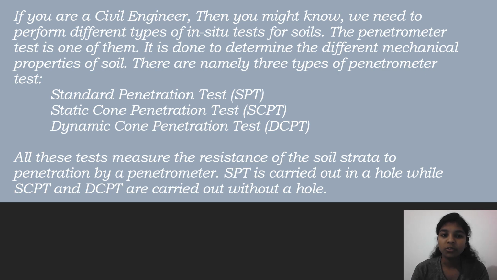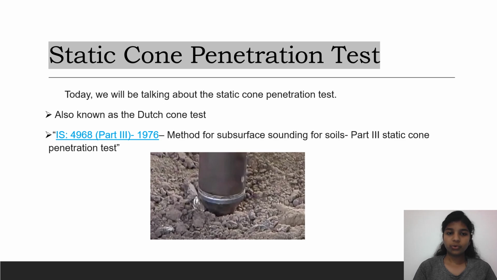All three types measure the resistance of the soil strata to penetration by the penetrometer. The SPT is carried out in a hole, while the SCPT and the DCPT are carried out without a hole. So today we will be talking about the static cone penetration test.